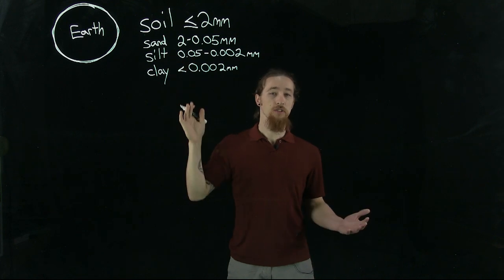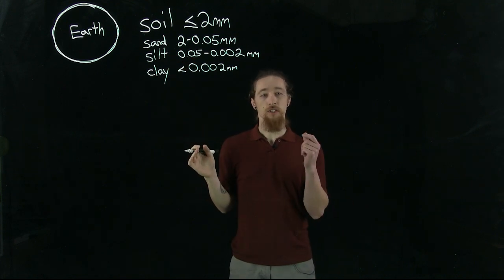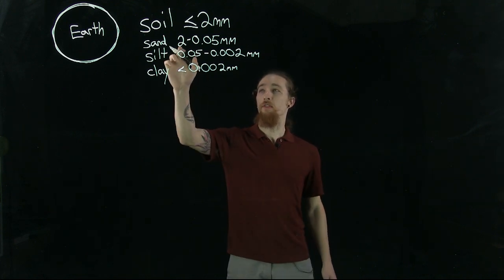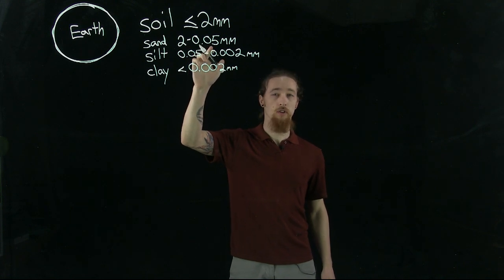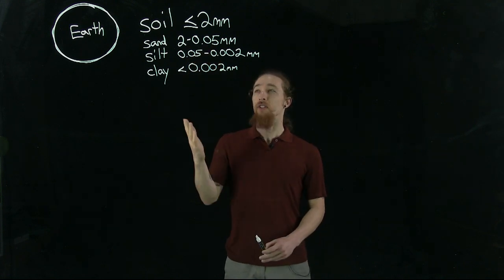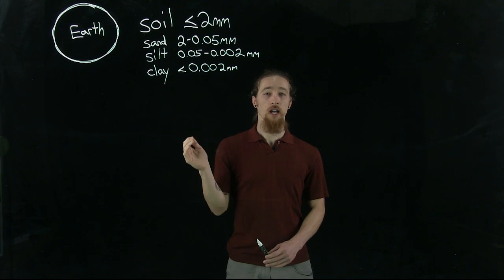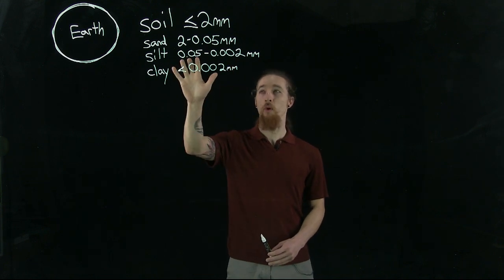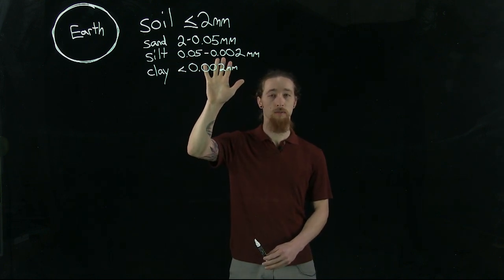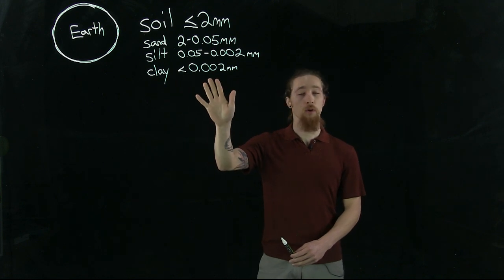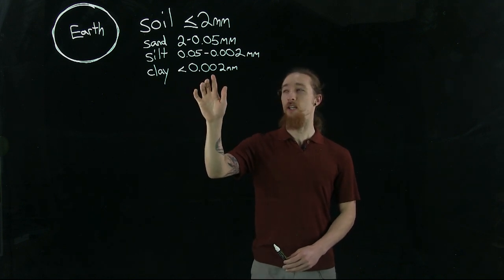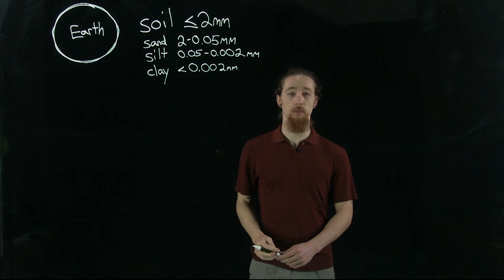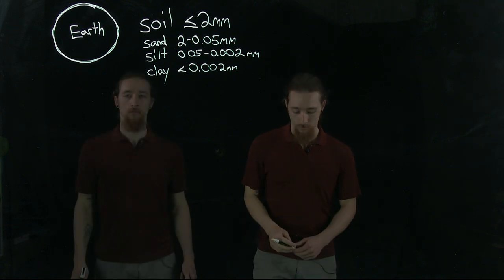Sand is the largest. You see it on the beach. All these things you can see with your naked eye. Anything from 2 millimeters down to 0.05 millimeters. Silt, some of it you still can see with your eye. A lot of it starts to get very small, 0.05 to 0.002 millimeters. And then clay is most assuredly microscopic. It's anything smaller than 0.002 millimeters in width.